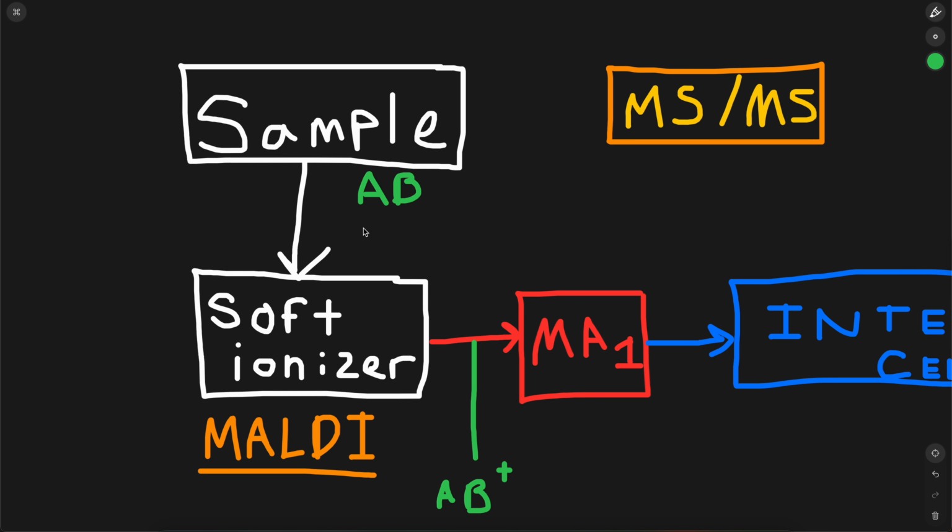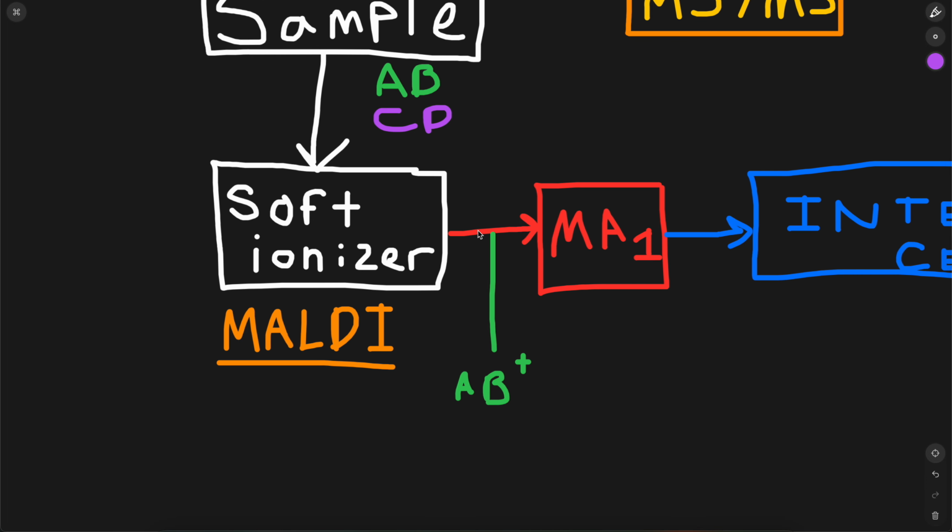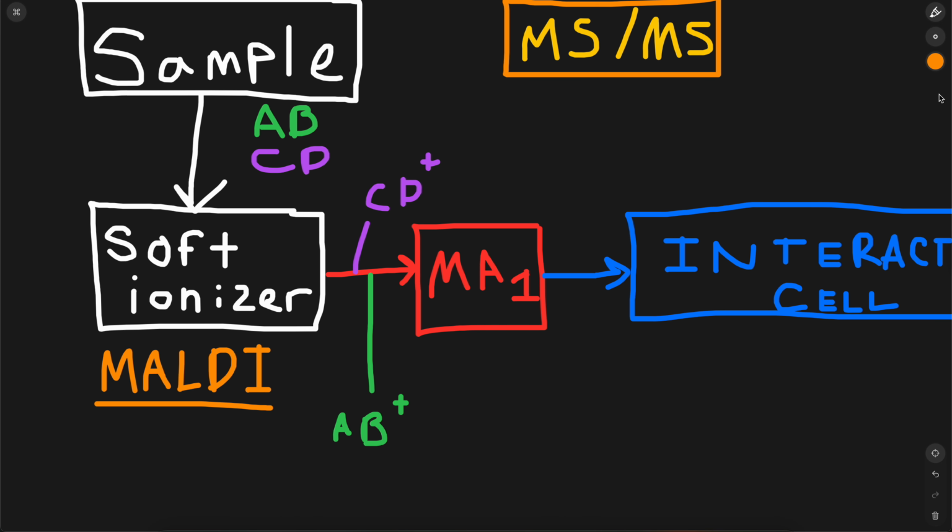Let's also assume we have CD as well. Let's give it a different color. Okay, and let's say we also have CD plus coming there. So if you took a little microscope that could see these ions, you would see CD plus and AB plus, but they wouldn't be fragmenting. Now what you do next is you put a mass analyzer, and that's going to separate the two. So let's say at some DC voltage, you get just AB. And let's say CD is emitted.